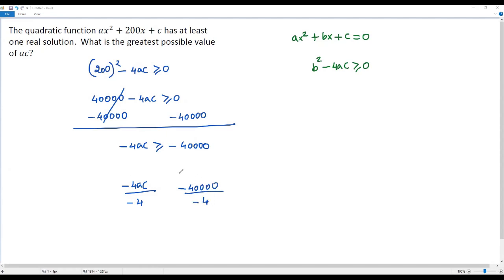Whenever we multiply or divide both sides of an inequality by a negative number, we have to flip the inequality sign. Here we have greater than or equal to. Since we have divided both sides by the same negative value, −4, we have to flip this greater than or equal to into less than or equal to. The −4 cancels out, and the negatives cancel out. I am getting ac on the left side, less than or equal to 40,000 divided by 4, which is 10,000. Here ac can be 10,000, otherwise ac has to be less than 10,000. Clearly the greatest possible value of ac is 10,000.